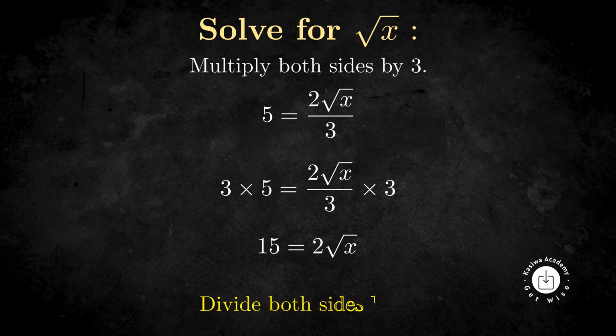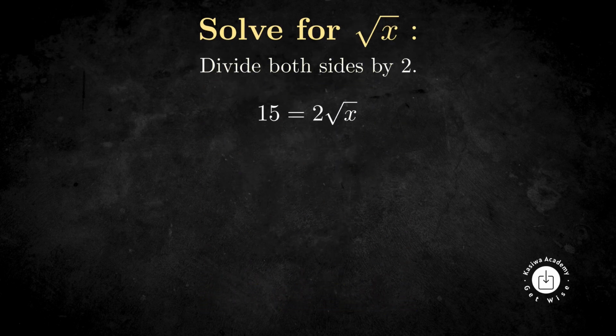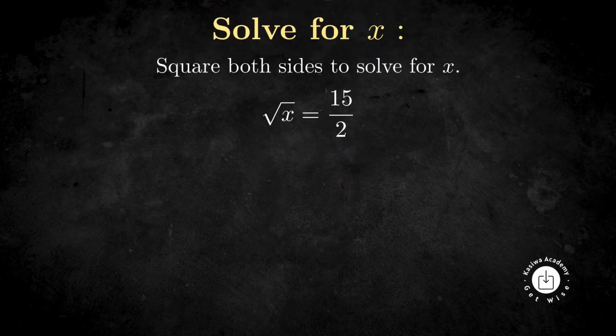As the last step in solving for the square root of x, we will remove 2 from the right-hand side by dividing by 2 in both sides. This will leave us with the square root of x in one side and 15 over 2 in the other side. In finding the domain when the range is given, we are simply trying to determine the input value x from the output value y.